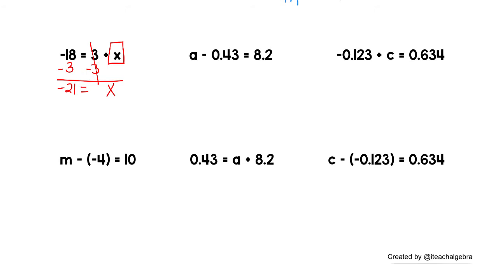A minus 0.43 equals 0.82. Well, A is going to stay, opposite of the other term. So we add 0.43 to each side. A cancels, equals 8.63.